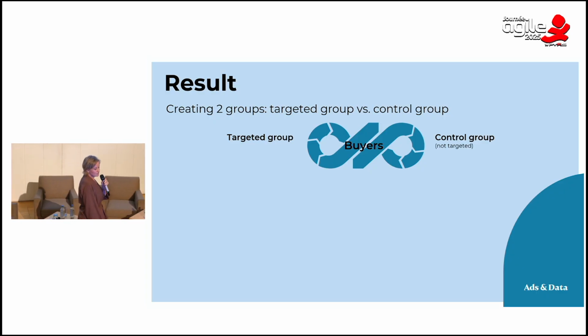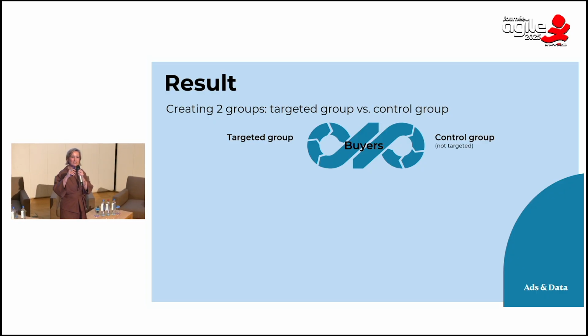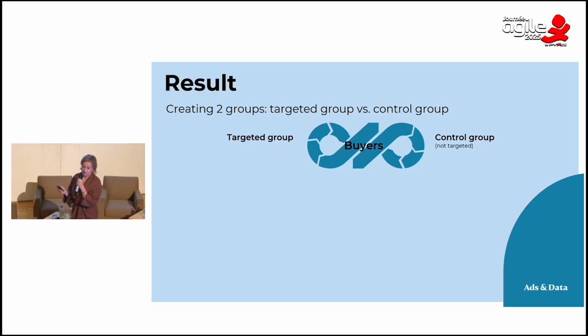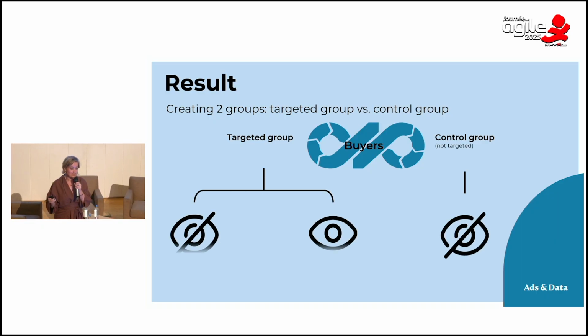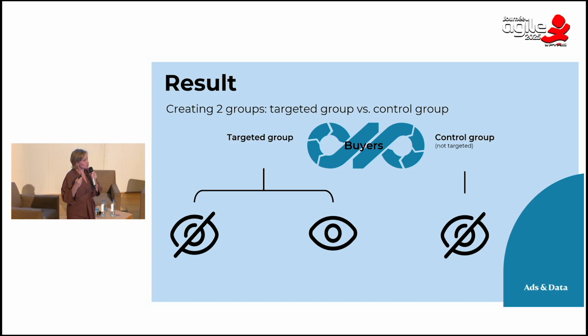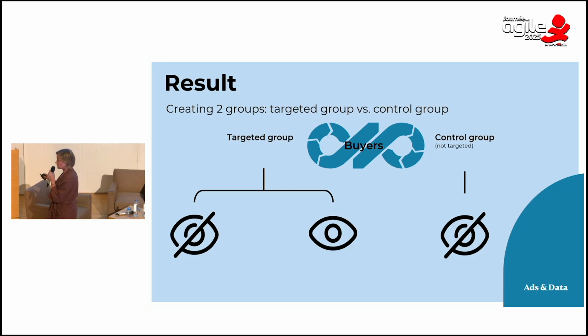So what we do in this analysis is divide the buyers into two different groups: the target group on the one side, and the control group on the other side. The target group is the group on which the campaign has been activated. It consists both of viewers and non-viewers. And the control group, on the other hand, has been set aside before activating the campaign. So it's not targeted, and it consists of non-viewers.